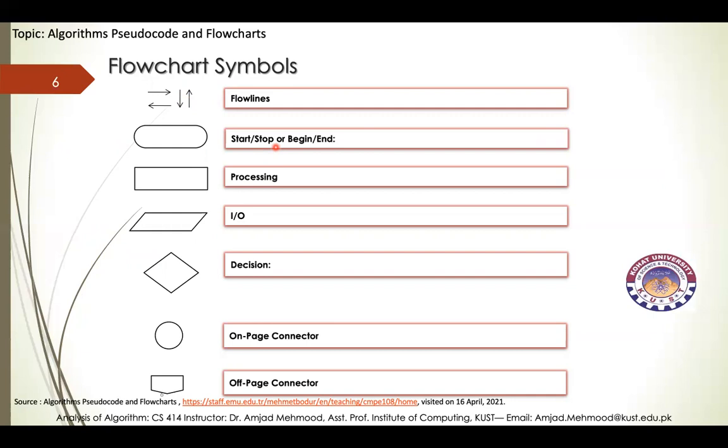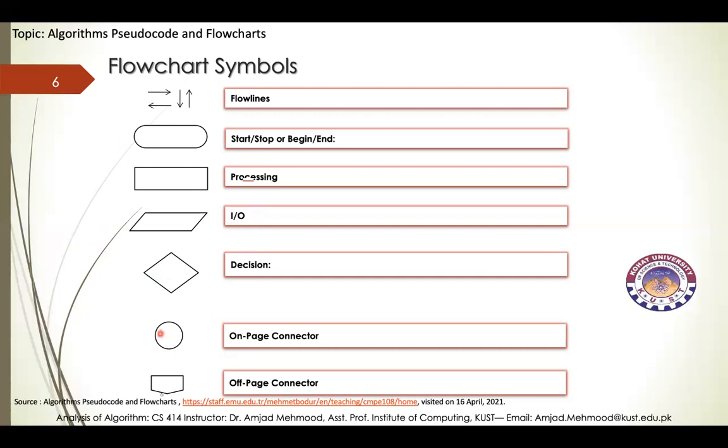And then you have a processing symbol. This is a processing symbol where the processing is done. And this is the input output symbol. You may call it a triangle, an angled triangle. Like you can see, this is the input output symbol. And then you have a decision symbol. This is a decision symbol where you take decisions.